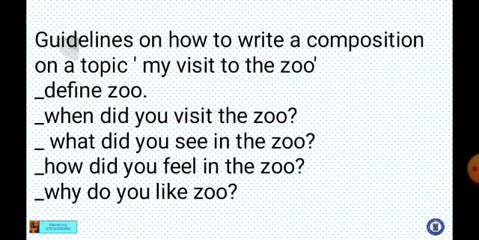The next one is, how did you feel in the zoo? When you entered the zoo, how did you feel? Compare it before and then. So before you entered the zoo, you should compare it with when you entered the zoo. How did you feel? Then the next one is, why do you like zoo? If you like zoo, why do you like it?